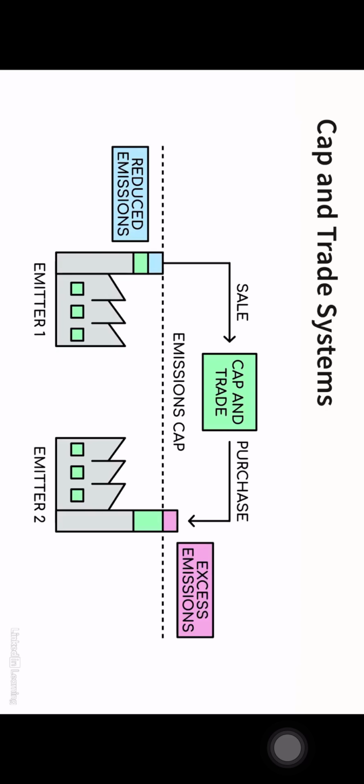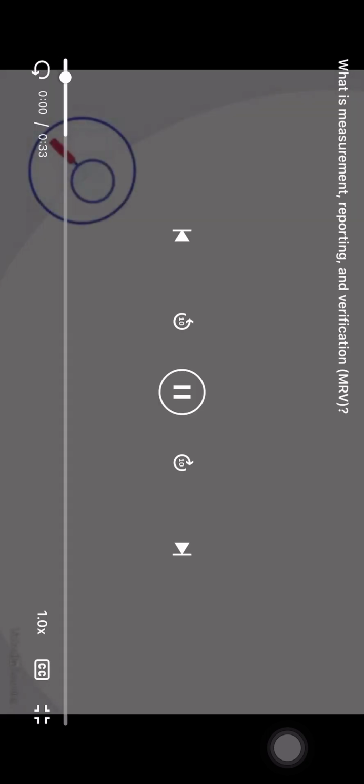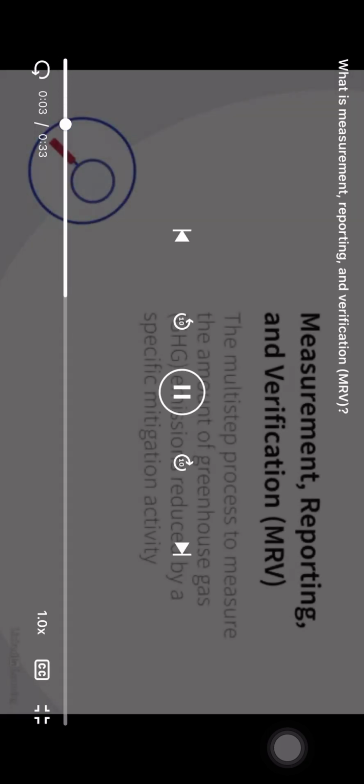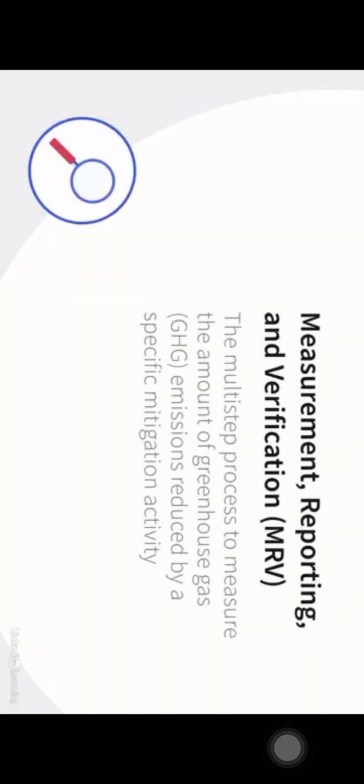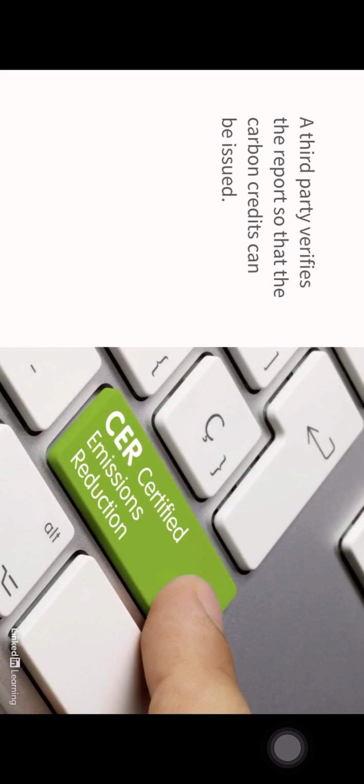Next, let's look at MRV and how this process helps you obtain your carbon credits. What is MRV and why is MRV important to mitigation efforts? Measurement, reporting, and verification. MRV refers to the multi-step process to measure the amount of greenhouse gas emissions reduced by a specific mitigation activity, such as reducing emissions from deforestation and forest degradation over a period of time, and report these findings to an accredited third party. The third party then verifies the report so that the results can be certified and carbon credits can be issued.